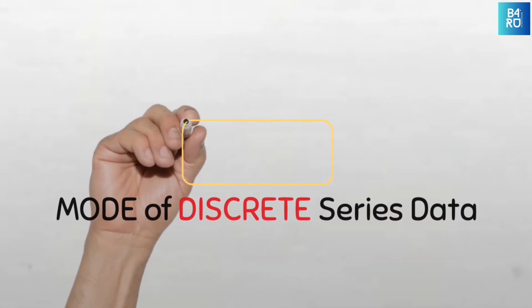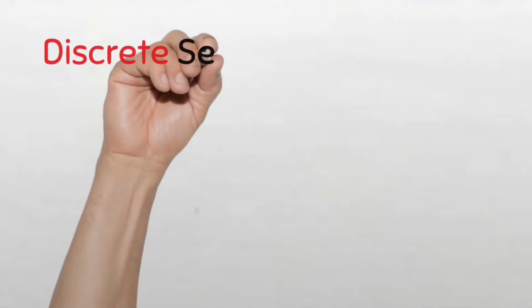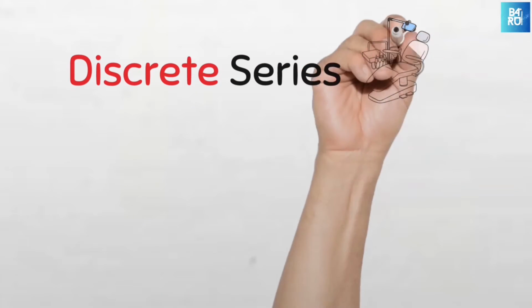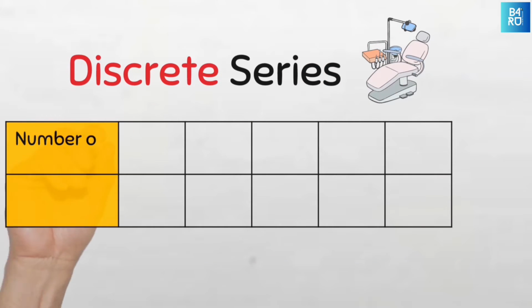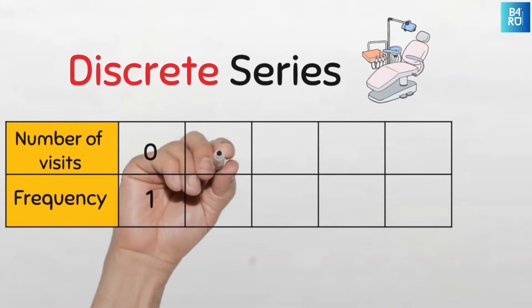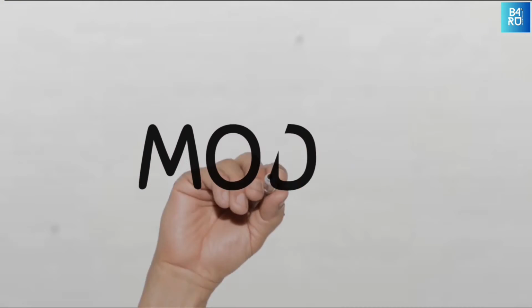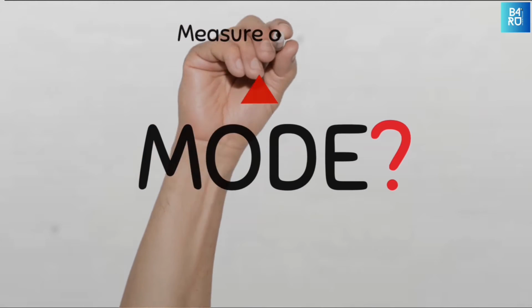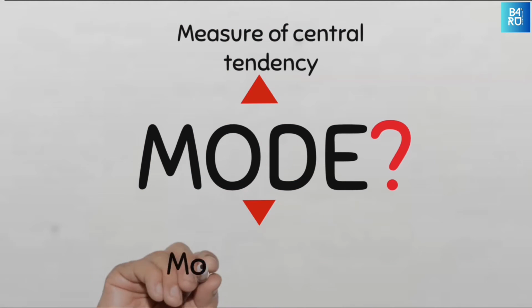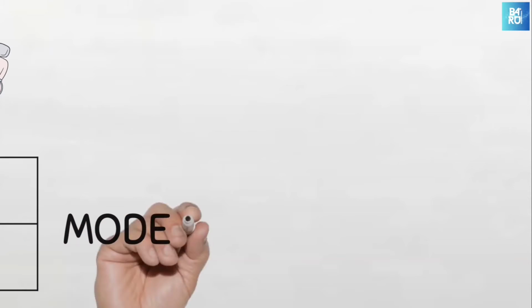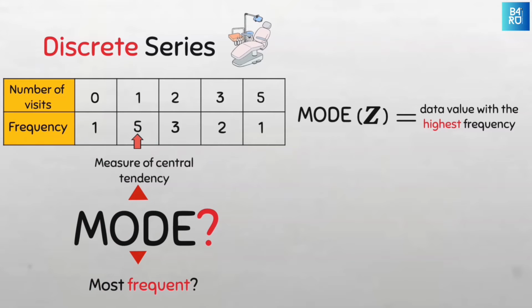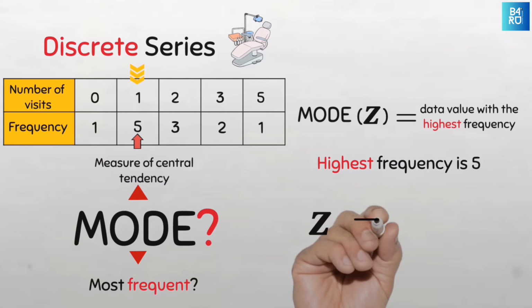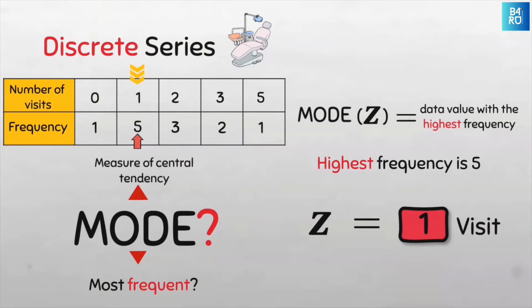The mode of discrete series data. This is a discrete series dataset on the number of dental clinic visits of a sample of 10 children in the last 1 year. We know that this is a discrete series data because we can see the variable and the corresponding frequencies, right? So how do we find the mode of this data? Recall that the mode is a measure of central tendency that indicates the most frequent value of the dataset. So our task here is to find the one with the highest frequency. When we look under the frequencies, we see that the highest frequency is 5. And the value with the highest frequency is 1. So our mode number of visits is 1. Easy peasy.